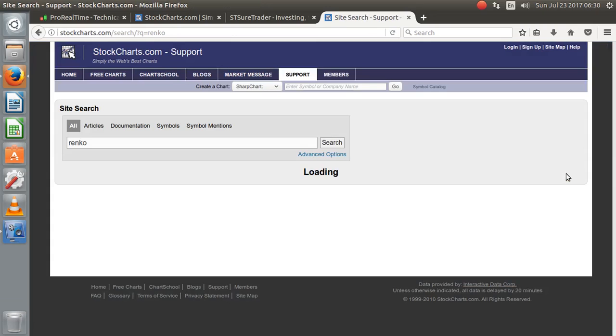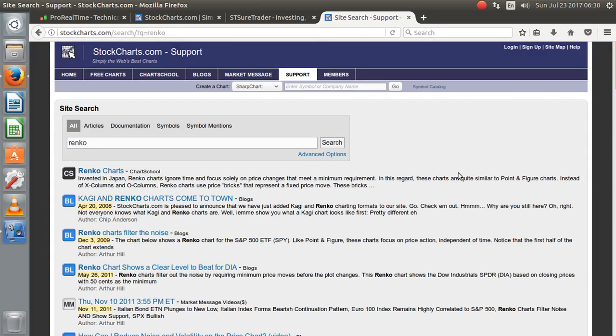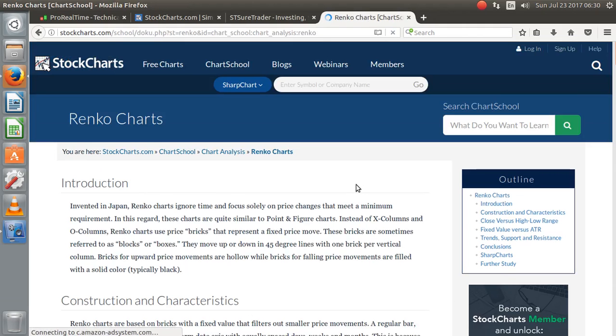And you really want to click on what's labeled CS, because the others here are just blogs, and I'm really not very sure about these sources. You want to go for something that has CS, which is from Chart School, provided by stockcharts.com. Okay, so let's click on this one here, and now it gives you the information about Renko Charts.